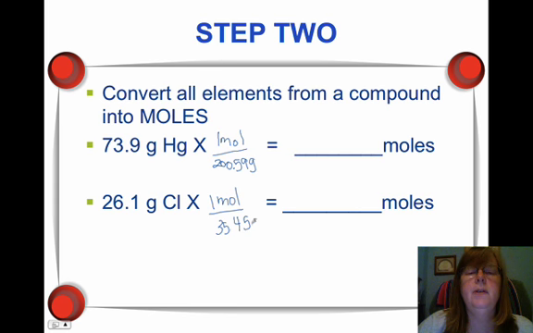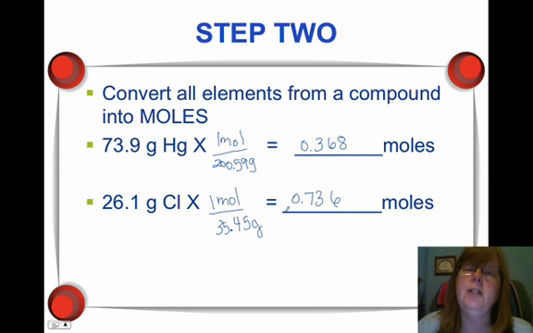So we're using all those skills that we learned in those previous videos. We're converting grams to moles. So 73.9 divided by 200.59 gives us 0.368 moles of mercury. Dividing 26.1 by the molar mass of chlorine, 35.45, is going to give us 0.736 moles of chlorine.